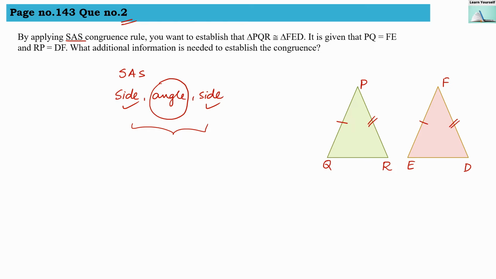So if these two sides are there, then which angle is in between these two sides? Not this and not this. This angle is in between these two sides. So when we say angle P and angle F are equal to each other, then by SAS, side, angle, side congruence, these two triangles will be congruent to each other.